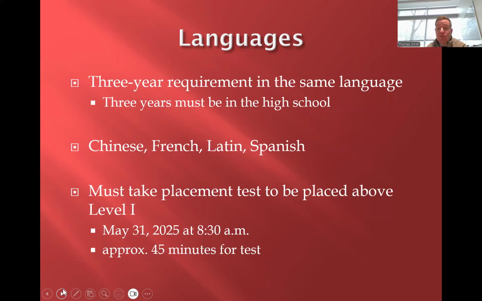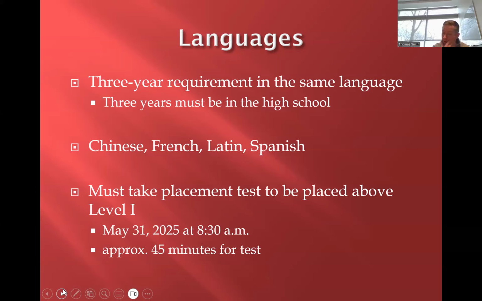If your son has been taking one of these 4 languages and might place in something more than Latin 1 or Chinese 1 or whatever it might be, then he needs to come take the placement test. Same thing as I said earlier about math, on May 31st. We don't really take whatever's recommended by prior schools. We've got a placement test that does a pretty good job of letting us know what level would be most appropriate.